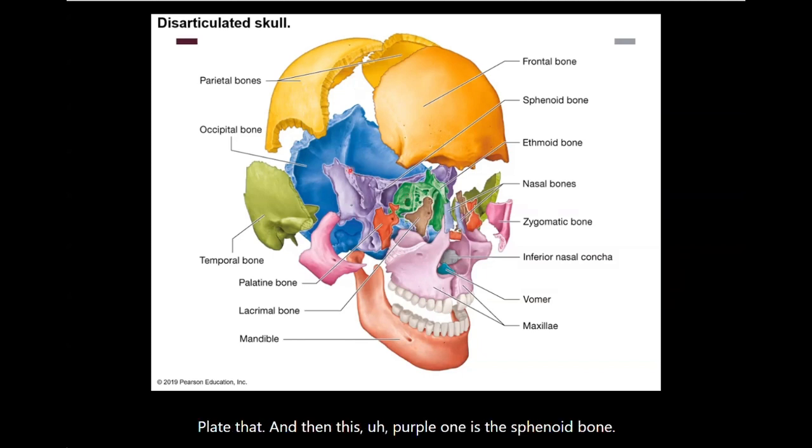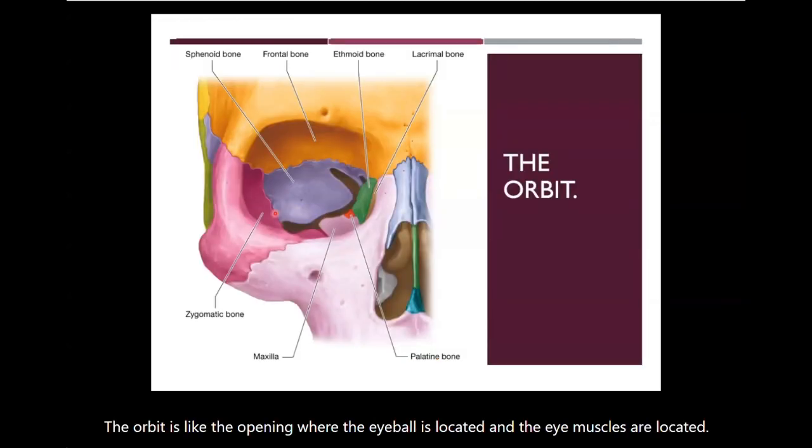Good. And then this purple one is the sphenoid bone. The sphenoid bone has a greater wing, lesser wing, sella turcica. Wow, okay, yeah, that's it. And then this is showing us the orbit. The orbit is like the opening where the eyeball is located and the eye muscles are located.